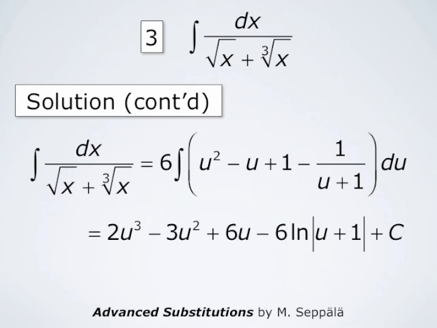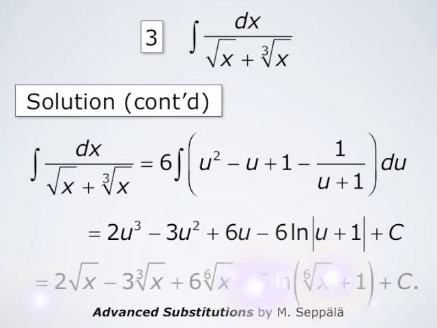We return back to the original variable. Recall that we substituted x equals u to the power 6. So u cubed is square root of x, u squared is cube root of x, u is 6th root of x, and we get that the integral of dx divided by square root of x plus cube root of x is 2 times square root of x minus 3 times cube root of x plus 6 times 6th root of x minus 6 times natural logarithm of 6th root of x plus 1 plus constant of integration.